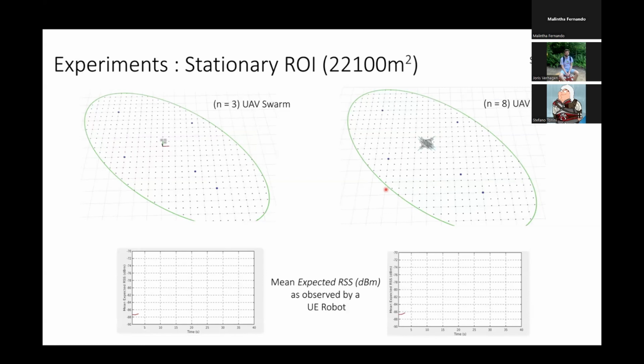So in this case, we have a UAV swarm of 3 robots on the left-hand side, and the ground robots are the small blue dots. And on the right-hand side, we have 8 UAVs, and the ground robot distribution is the same. And we let them set off from the center, and we can see the communication topology changes over time. And on the bottom is the average received signal strength of a ground robot. So we can see that they managed to cover this area pretty reasonably.